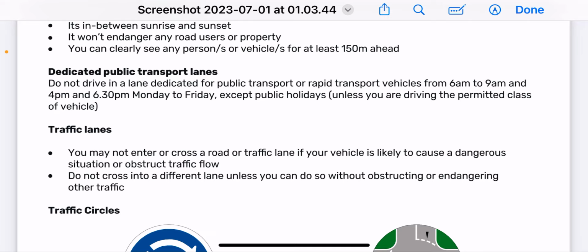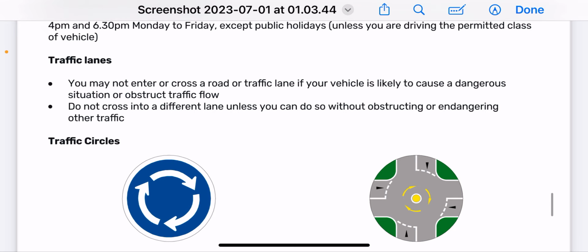Do not drive in the lane dedicated for public transport or rapid transport vehicles from 6 a.m. to 9 a.m. and 4 p.m. to 6:30 p.m. Monday to Friday, except on public holidays or unless you are driving the permitted class of vehicle. Okay? Straightforward.